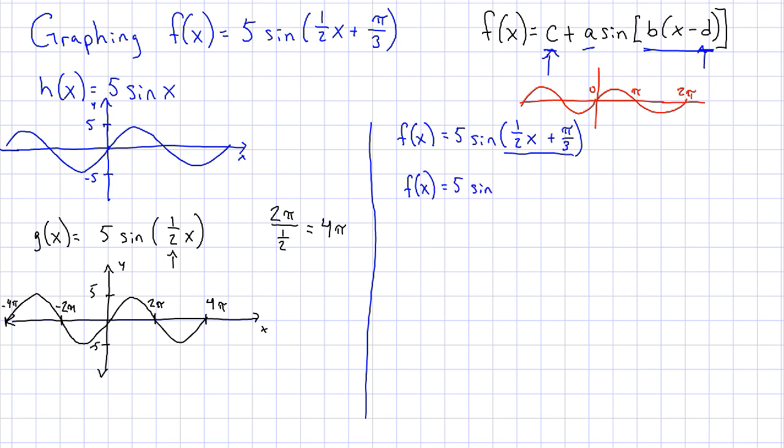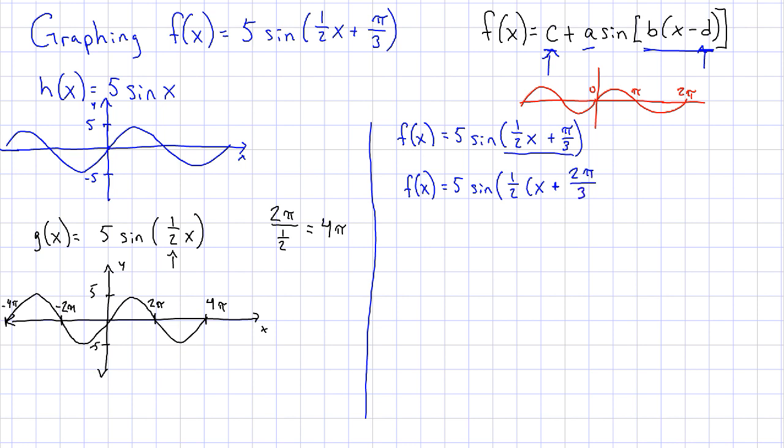5 sine x, that's all the same. I need to factor out a 1/2. So when I factor out a 1/2, what I'm doing is dividing pi over 3 by 1/2. So that should give me pi over 6. Oh no, I'm sorry, that's wrong. I got excited about pi over 6. It should be 2 pi over 3.